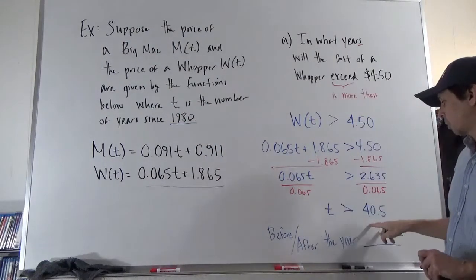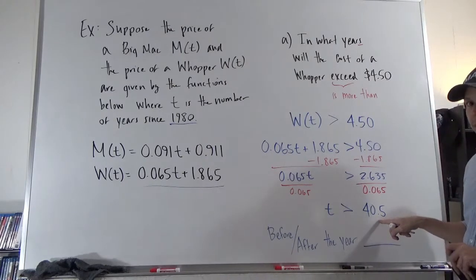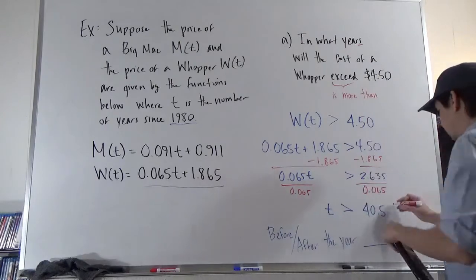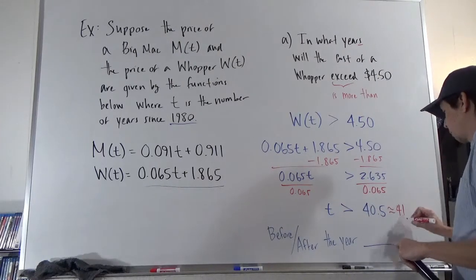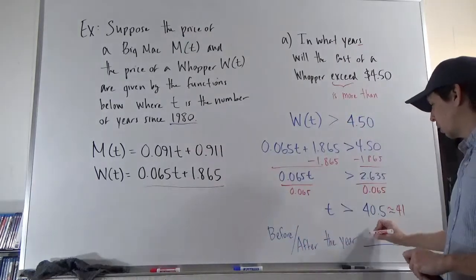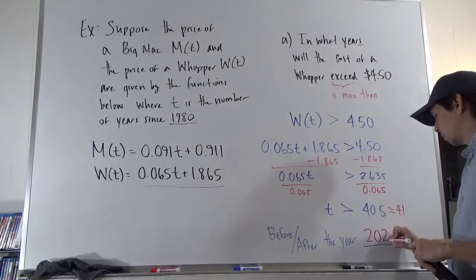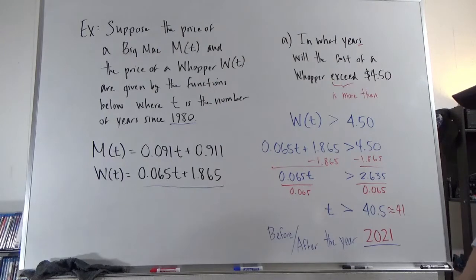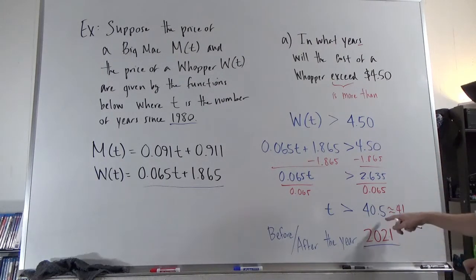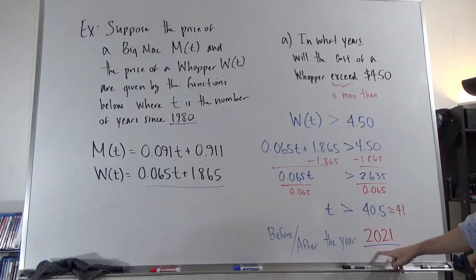What year is represented by t? Well, we're going to round this to 41. We want to find out what year 1941 is. Add 41 to that. That's 2021 we're talking about. The year 2021 is when it's going to hit roughly almost exactly 450. We have to round, so it's not going to be exactly, but that's the year in question.